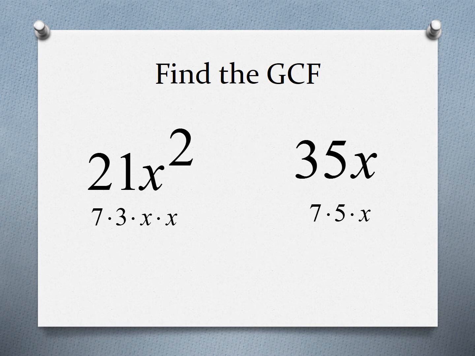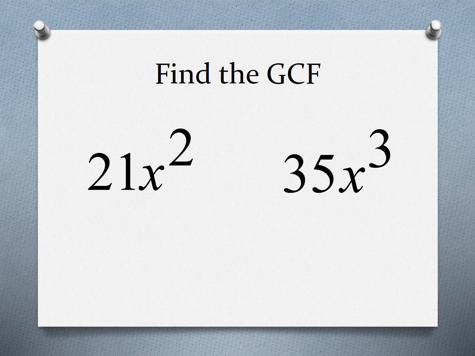So we like those 7s. We agree that those are common factors. We also like those x's, but we can only get one shared x and leave one of the x's behind on the 21x squared. So actually we can only take these. These are the factors that they both have present. So we'll go with 7x as our greatest common factor.